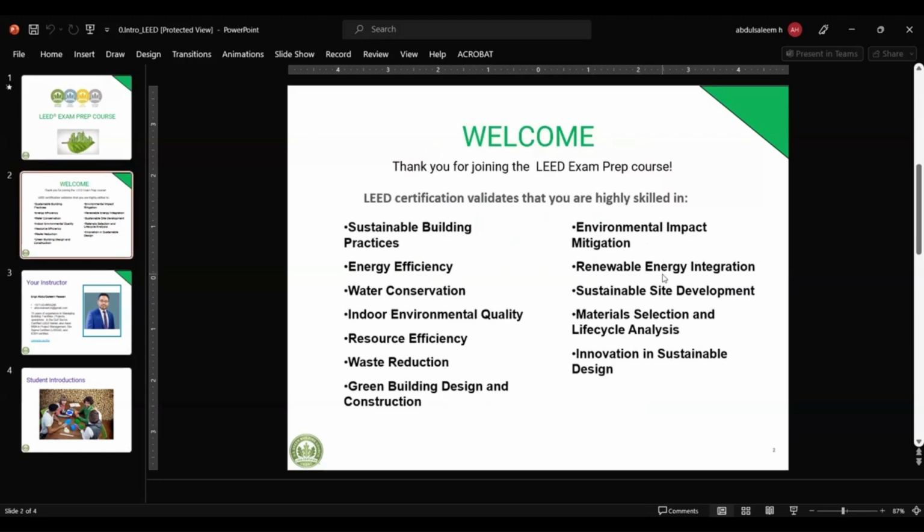These are some of the benefits when you achieve LEED certification. Those students or professionals certified in LEED will have skills in sustainable building practices, energy efficiency, how to conserve water, waste reduction, green building design, environmental impact, how to use renewable energy, developing sustainable sites, innovation, and sustainable design. They have all these skills.